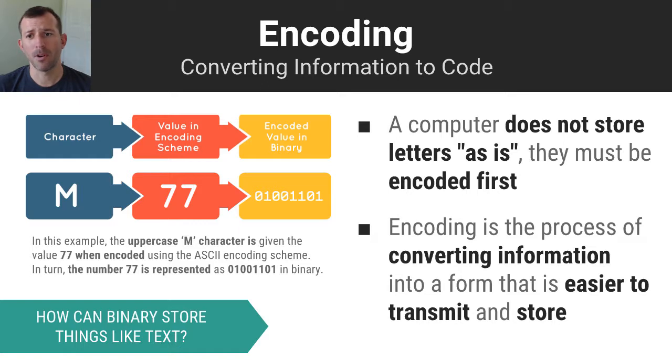Encoding is just a fancy word for the process of converting information to make it easier to work with, to store, to transmit. When it comes to textual information, this process of encoding is pretty straightforward. You start with the character you are trying to encode, like the uppercase M, and then you encode or convert it into the value specified by whatever encoding scheme you are using. In the ASCII encoding scheme, for example, the uppercase M is represented as the number 77. Then, the number 77 may be represented in binary using its equivalent binary sequence.